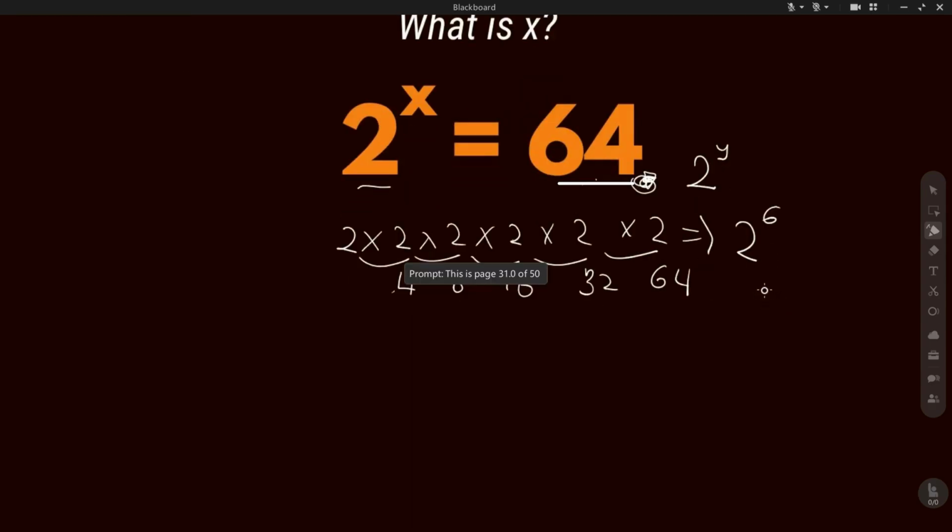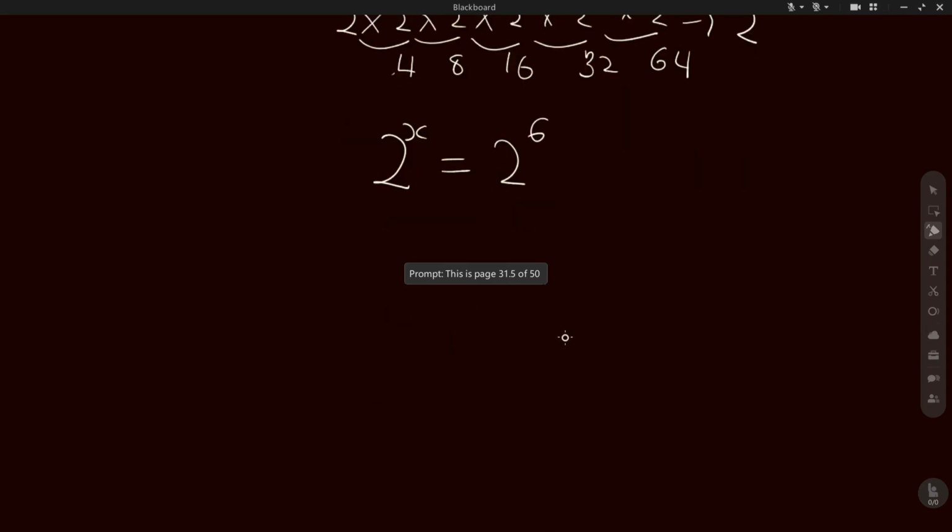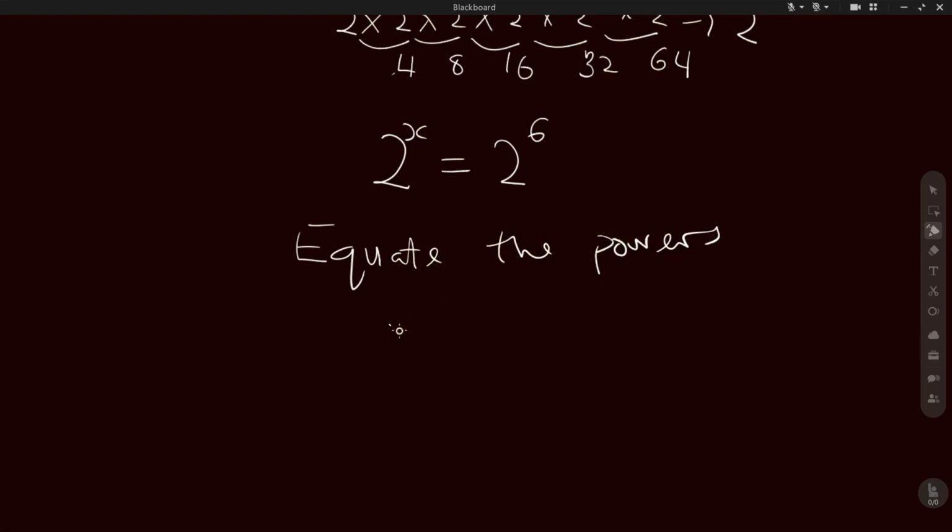So that was what we will use to substitute 64 from here, such that 2 power x will be equal to 2 power 6. And since we are having the same base, all we have to do is just to equate the powers. We make the powers equal so that x will be equal to 6.